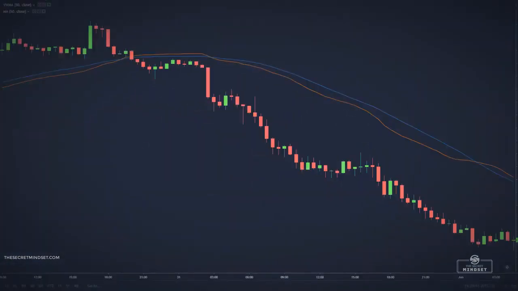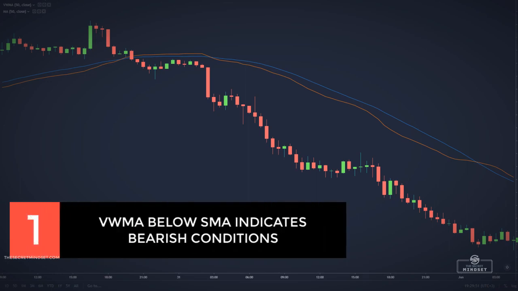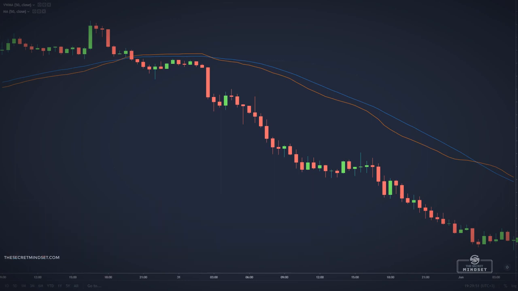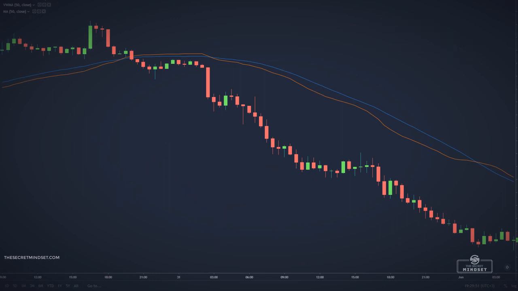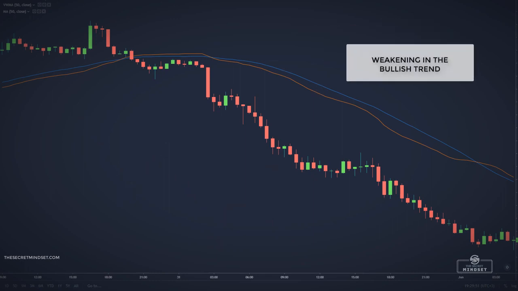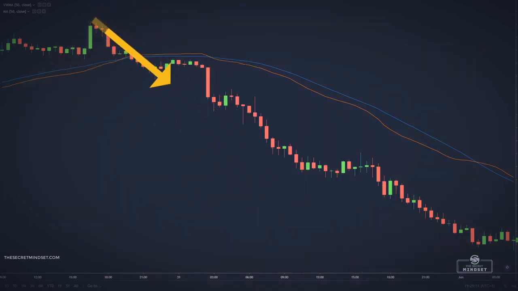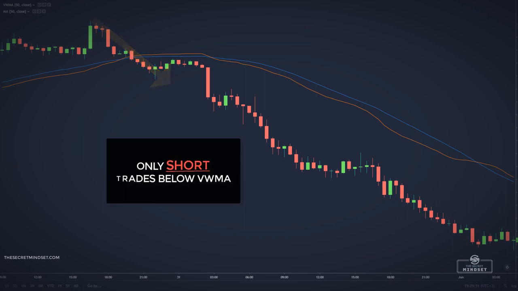So, how do you read the volume-weighted MA? A volume-weighted MA moving below a simple moving average indicates bearish conditions. So, if the volume-weighted MA crosses below the simple moving average, this implies that a bearish move is on the horizon. This could lead to a weakening in the bullish trend or a possible reversal. If the price is able to break through both the volume-weighted MA and the simple moving average, a bearish trend is confirmed, and you can start searching for short positions.